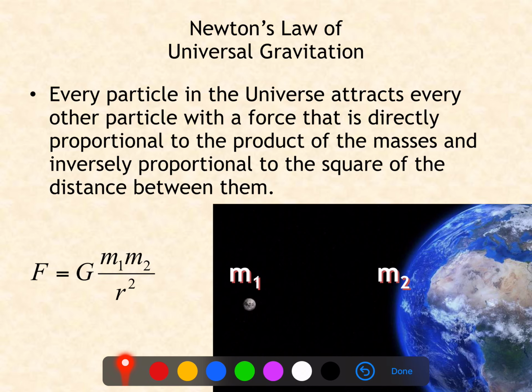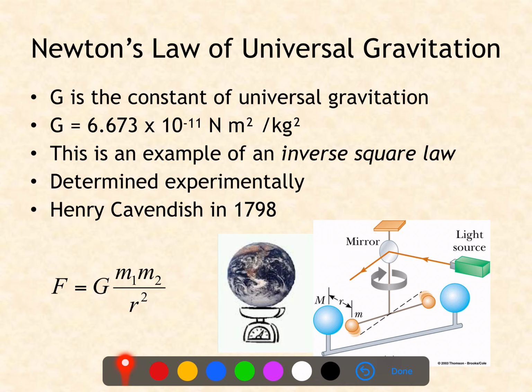Now don't get confused, this G is not the same as the little g that we used in Newton's laws when we were talking about 9.8 meters per second squared. This is a different G. This G applies anywhere in the universe. It is therefore called the constant of universal gravitation, and its value is given right here. As you can see, this is a very small number, much smaller than the 9.8 that we were looking at before, and of course the units are entirely different as well.